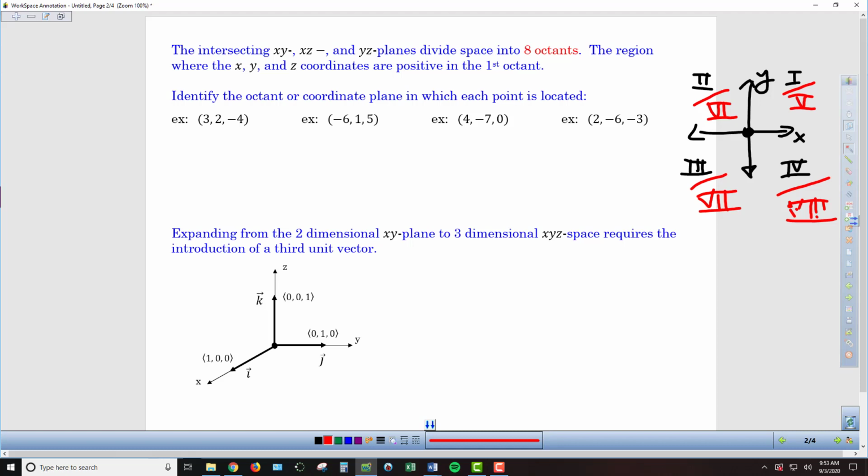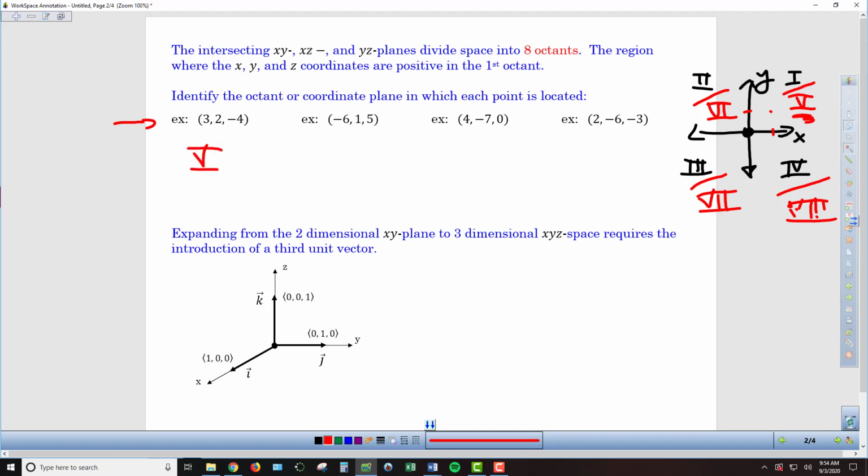So we need to be able to picture where our coordinates that are given to us here, these ordered triples, are located. So for example, the point 3, comma 2, comma negative 4. So I'm going to go 3 in the x direction, that puts me perhaps over here, 2 in the positive y direction. So if I was just plotting a point in a 2D coordinate plane, I'd be right there. But then we want to go negative 4 units in the z direction. So that means I'd be dropping down below this xy coordinate plane. So that puts me in octant 5.